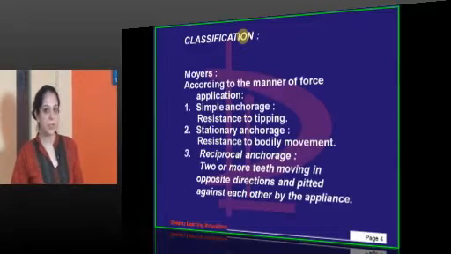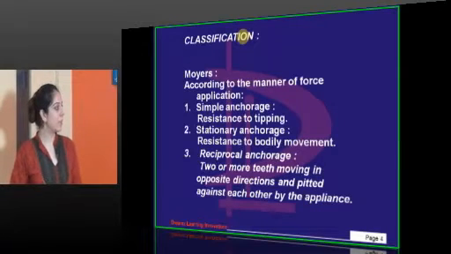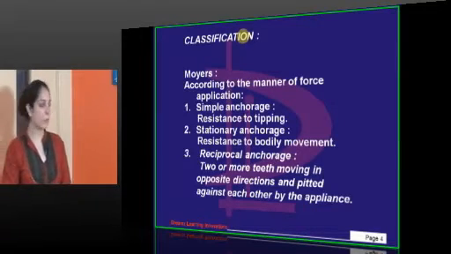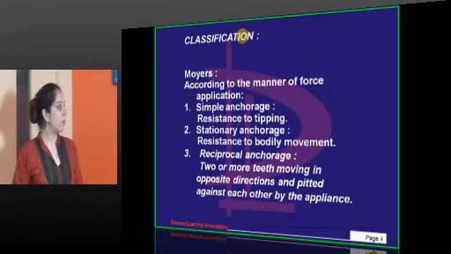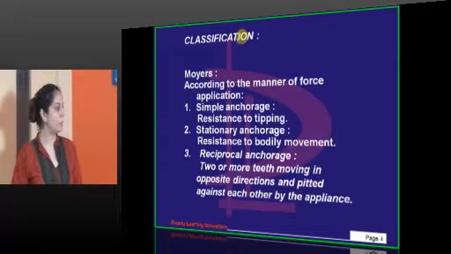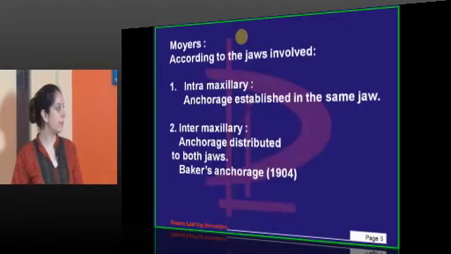There's another classification which has been given by Moyers. It is according to the manner of force applied. It can be classified as simple, stationary and reciprocal. Simple anchorage is the anchorage which is developed by resistance to tipping. Stationary is by resistance to bodily movement, and reciprocal is when 2 or more teeth moving in opposite directions and are pitted against each other by the appliance.